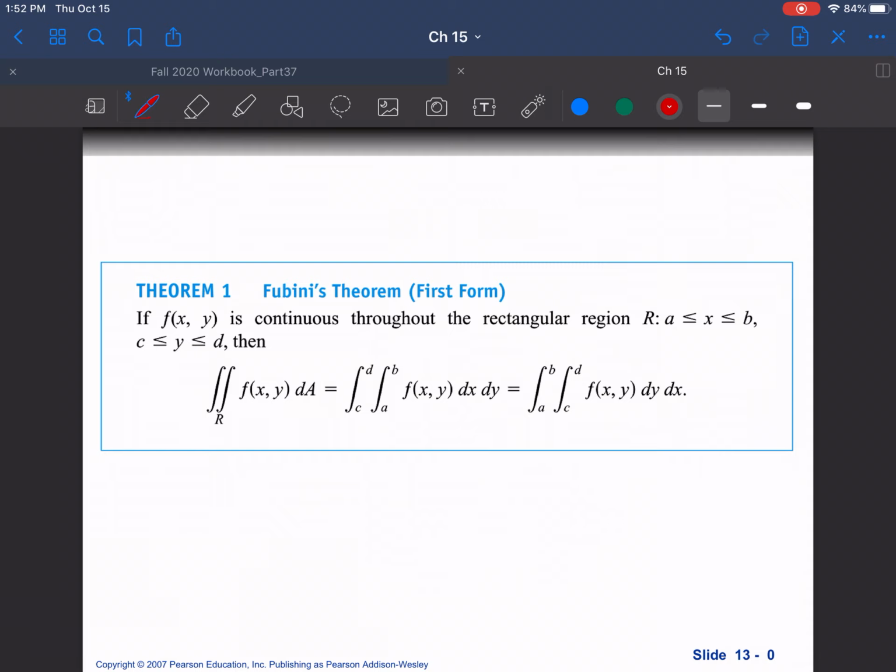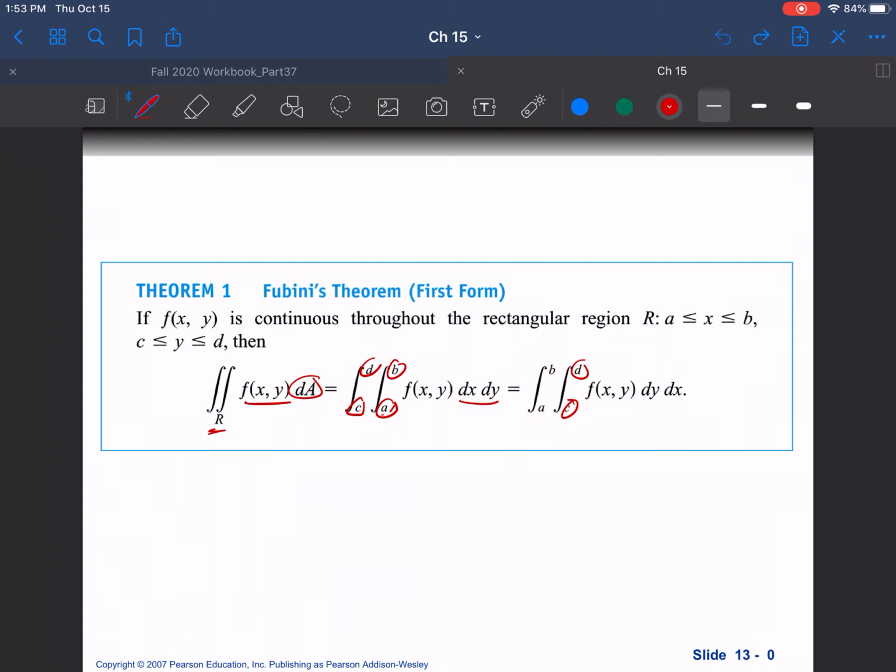Essentially, this is saying if we integrate over a rectangular region R our function of x and y over that area, we can replace dA with dx times dy, and then we integrate dx from a to b and we integrate dy from c to d. This will be equal to, we can swap the order as long as we also swap the integration order as well. So we put dy first, and then we get the same thing if we integrate dy from c to d, and then integrate dx from a to b.